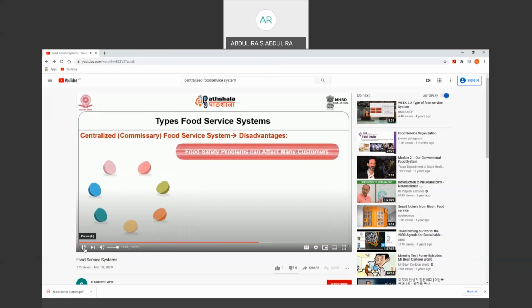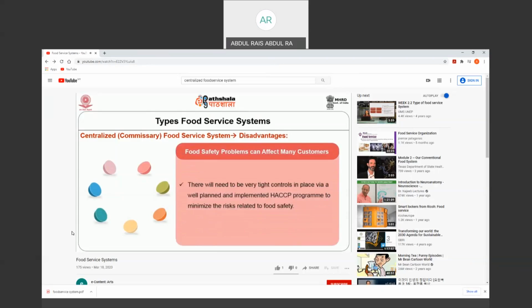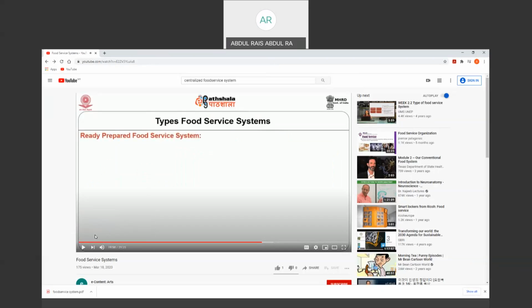The other disadvantage is food safety problems which can affect many customers. There will be a need to be very tight controls in place via a well-planned and implemented HACCP program to minimize the risks related to food safety. Now, we are moving on to our third type.